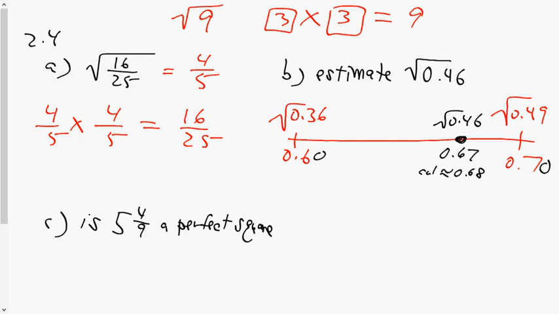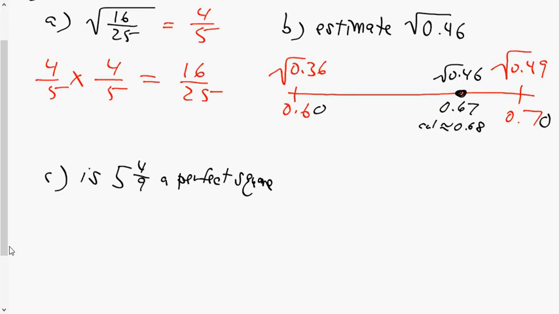And finally, our very last question says, is 5 4/9 a perfect square? Our gut says no, right? Because 5 is not a perfect square. 4 is, 9 is, but 5 4/9 doesn't seem like it is. However, we did learn in our notes earlier that we can't calculate the square root of mixed fractions. It's much better to look at the square root of it as an improper fraction. 9 times 5 is 45, plus 4 is 49 over 9.